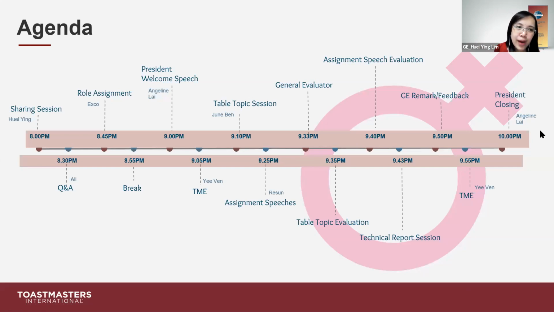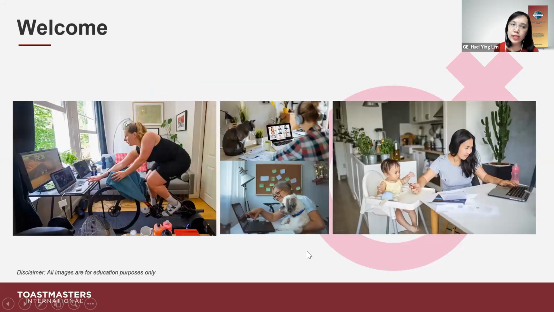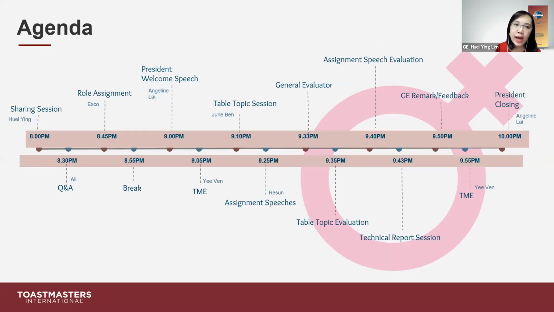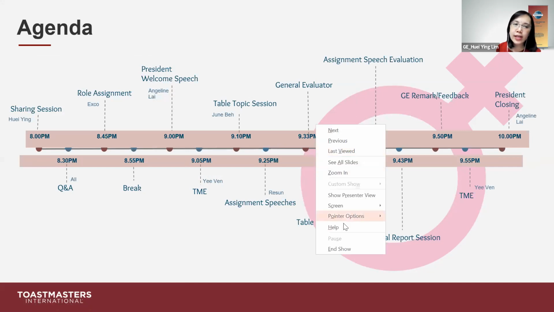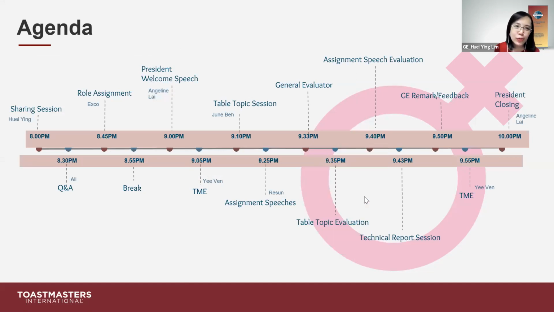We will start off with the SAA, who will run through the house rules again. Then she will invite Angeline to give the president's welcome speech. After that, Angeline will pass it on to our Toastmaster of the evening, who is Yvonne.